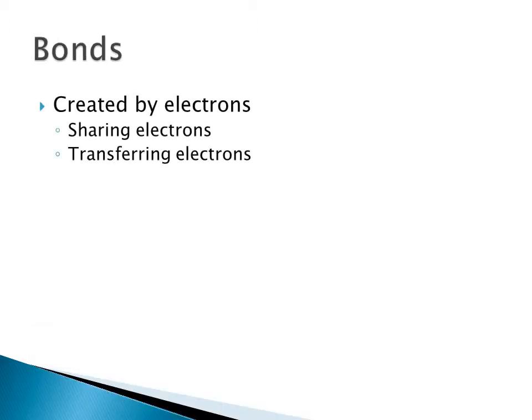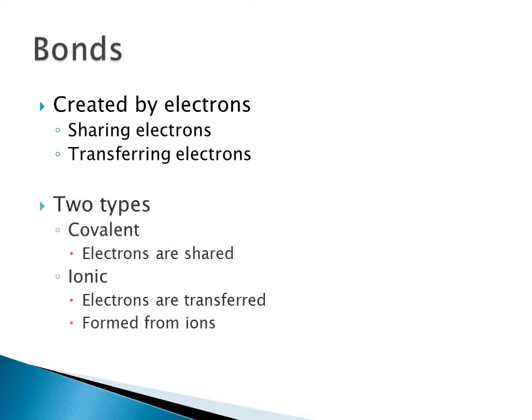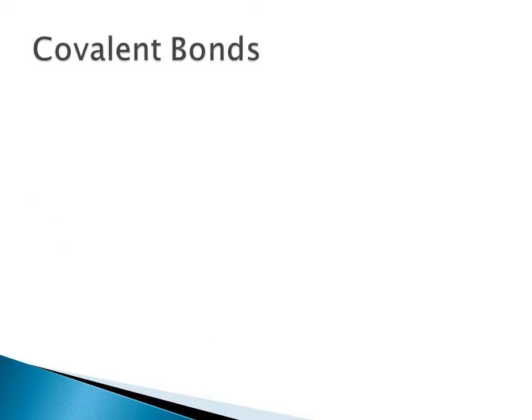When we look at bonds, and we look at what actually makes a molecule, bonds are created by electrons. And there are two cases that we'll study in here. Bonds that are made by sharing electrons and bonds that are made by transferring electrons. Now there are two names for those. Covalent bonds, where we share electrons, or ionic bonds. That's where electrons are transferred from one atom to another, which makes ions, and then those ions, which are oppositely charged, will be attracted to each other.